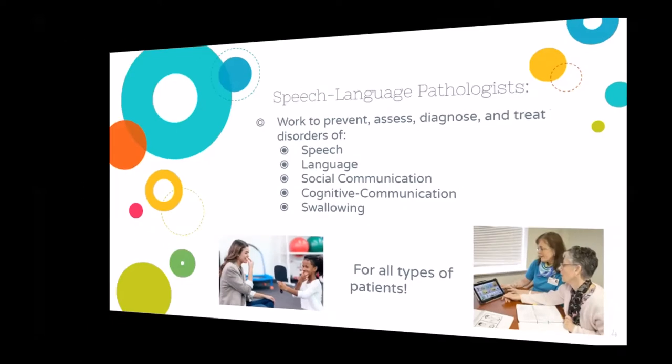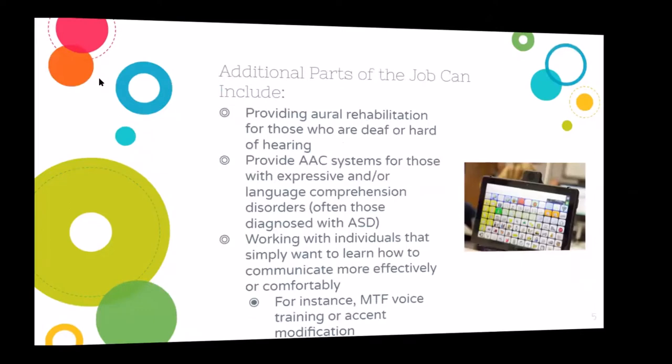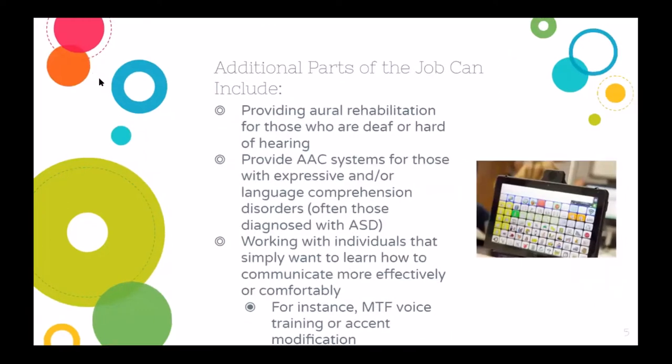Additional parts of the job can include providing oral rehabilitation for those who are deaf or hard of hearing, providing AAC systems for those with expressive and or language comprehension disorders. And those systems or communication devices are often given to those who are on the autism spectrum, because many are nonverbal. And then it's also working with individuals that simply want to learn how to communicate more effectively or comfortably. For instance, if someone was transitioning from male to female, they could go to a speech language pathologist to get voice training if they want to make their voice sound more feminine and be really comfortable with their identity. That's an option for them.